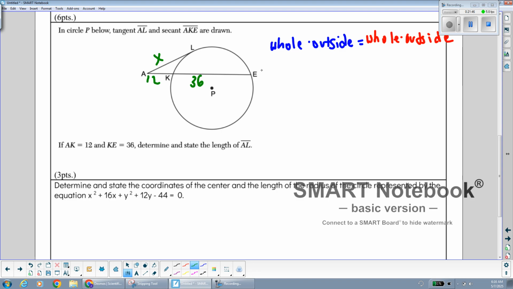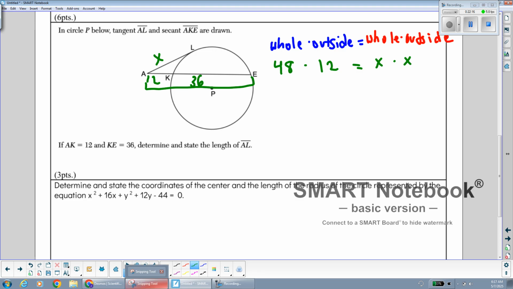Let's start with AE. The whole AE is 36 plus 12, which is 48. And the outside part is 12. For the tangent, the whole is AL, which is X. You don't know what it is. And the part that's outside the circle is the whole thing, right? There's no part of a tangent that's inside the circle, so the whole and the outside are the same. So that would be represented as X once again.